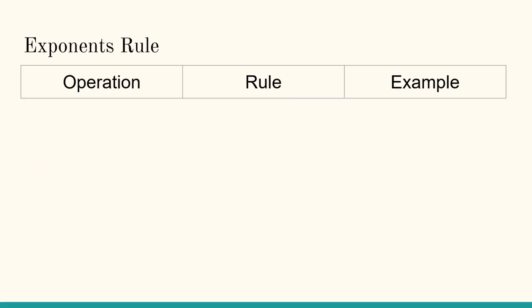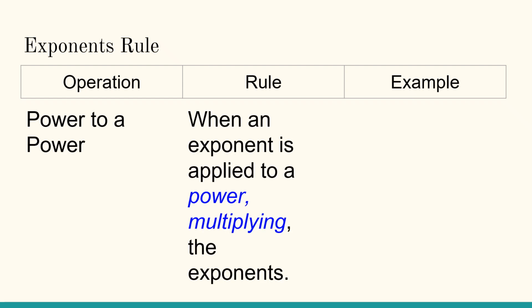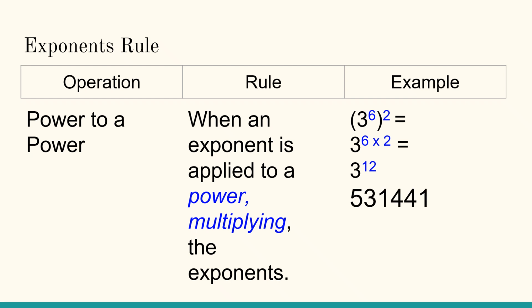Now the third rule is the power to a power. When an exponent is applied to a power, multiply the exponents. So in other words, we have 3 to the 6th power to the 2nd power. So we're going to go ahead and multiply the exponents, which would be 6 times 2. And that gives us 12. So we have 3 to the 12th power. And 3 to the 12th power is 531,441.